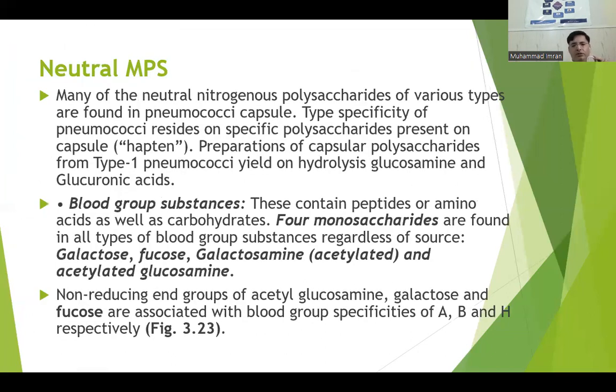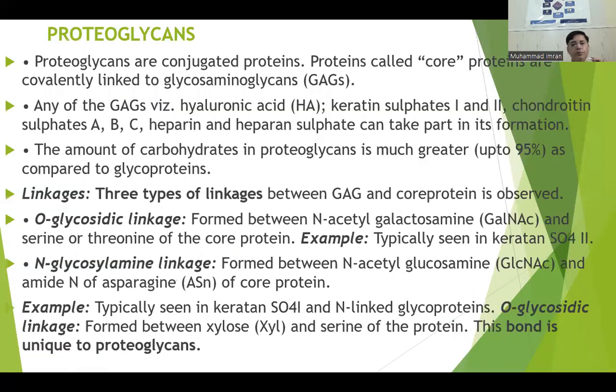Neutral mucopolysaccharides do not have any charge. Our blood group contains neutral mucopolysaccharides, meaning lactose, glucose, and N-acetylglucosamine, or lactosamine. If we have N-acetylgalactosamine at the end, then the blood group is A. If we have galactose at the end, then the blood group is B, and if we have glucose, then the H factor is also present.